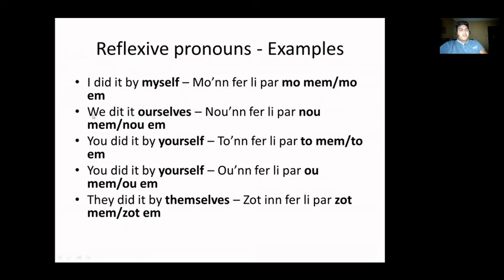Second example, we did it by ourselves. In Mauritian Creole, it would be nous feli por nous-mêmes. You can alternate between the two pronunciations of nous-mêmes.